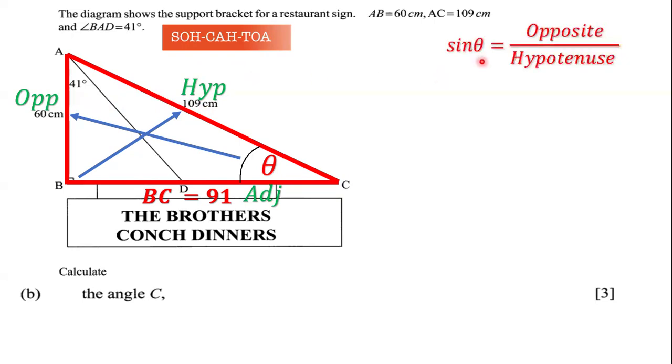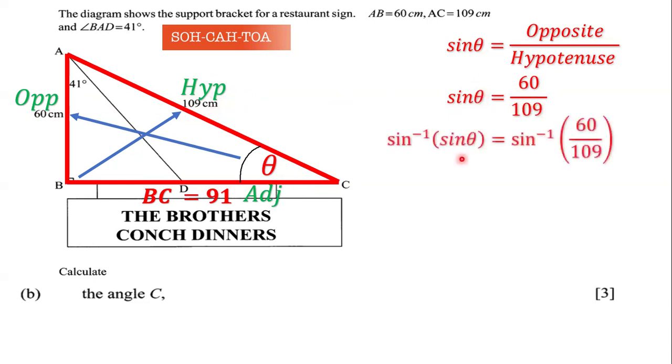And so sine is going to be equal to opposite over hypotenuse, where the opposite is 60. The hypotenuse is 109, which we have right here. And we're trying to find theta. In order to do this, we are going to take sine inverse of both sides. That means this would cancel with that, and we are left with theta is equal to sine inverse of 60 over 109.